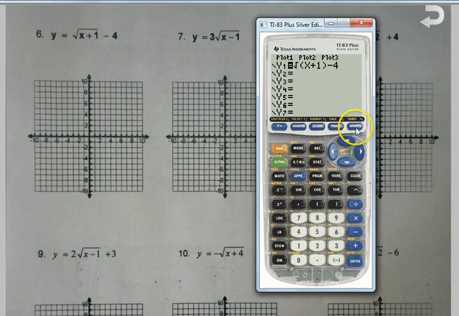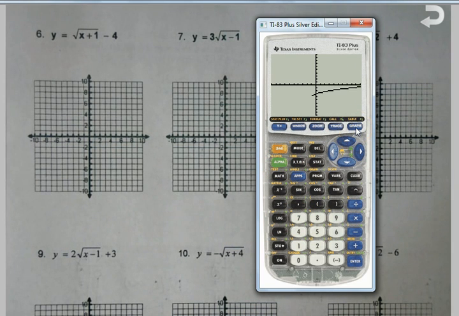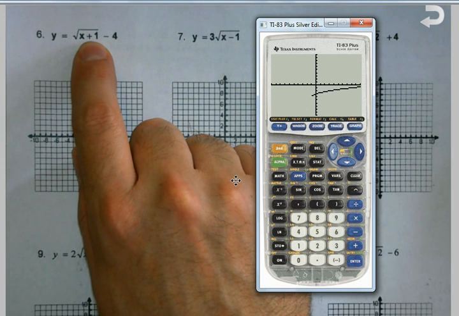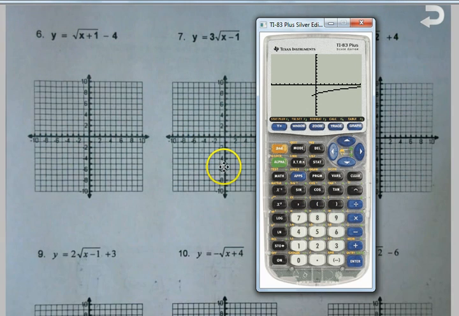Now, I'm going to notice a couple of things. If I look at the picture, I notice my graph is moved down, and it's also moved left. Opposite of what I see here, left and down. I wonder if that works that way.